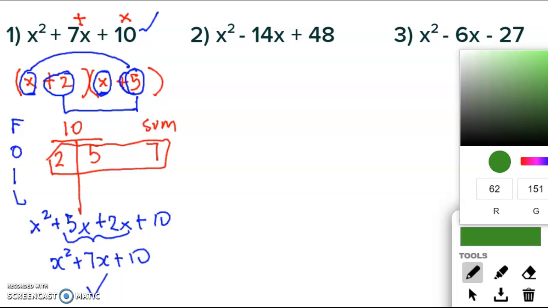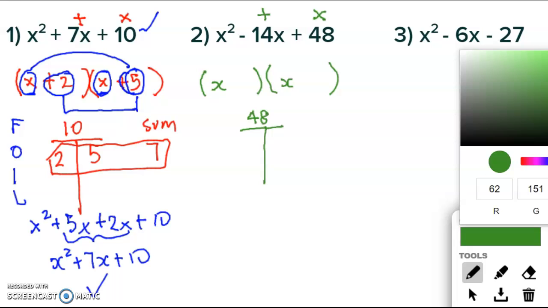All right, so then here we have x squared minus 14x plus 48. Again, I am going to start by putting in my two parentheses with an x here and an x here, because the only way I can get x squared is if I have one x being multiplied by another x. And remember, if this is helpful, you should write down the addition and multiplication. I'm looking for two numbers that multiply to 48 and add to negative 14.